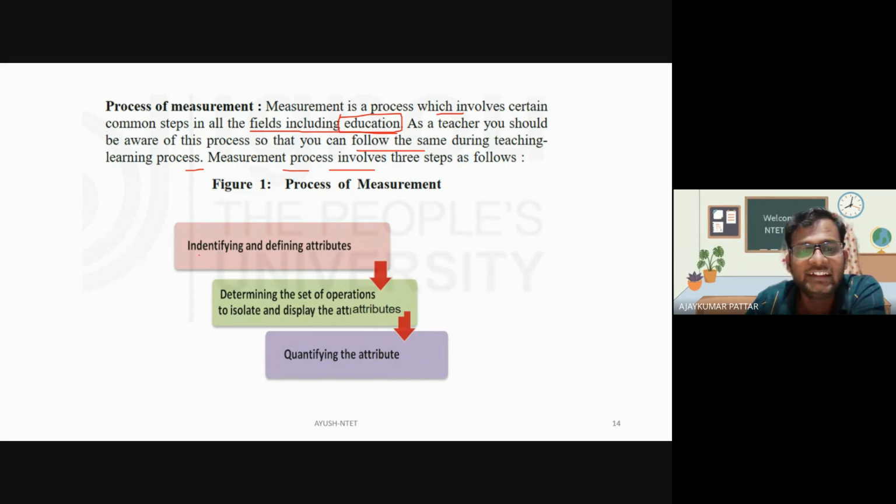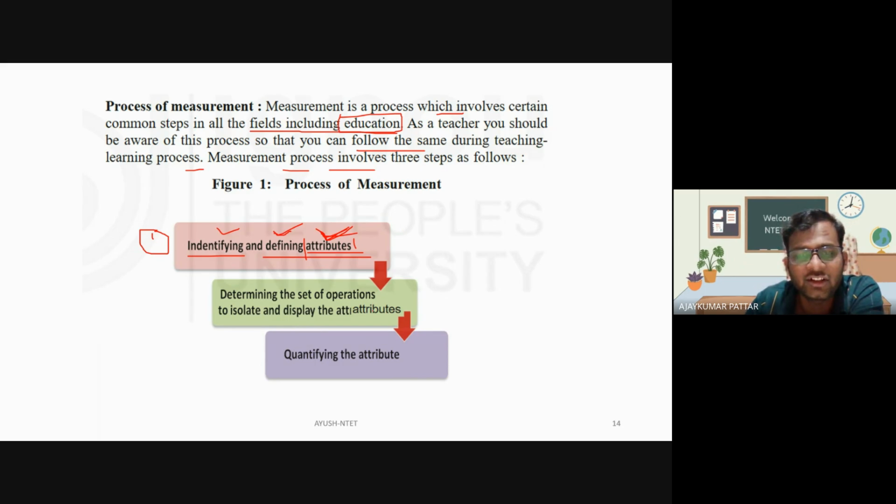First, identifying and defining the attributes. Here attributes means what you want to measure. Whether the intelligence of the students, the behavior of the student, or the knowledge of the student, whatever it is, that is called an attribute. You will identify that attribute and define it. What is knowledge? So you will define that attribute. First step of measurement is identifying and defining attributes.